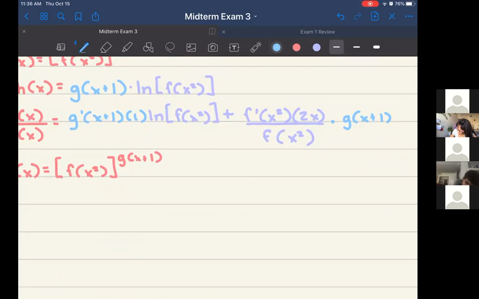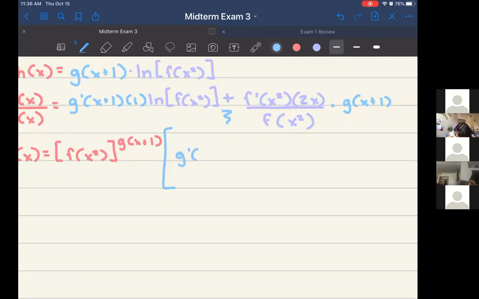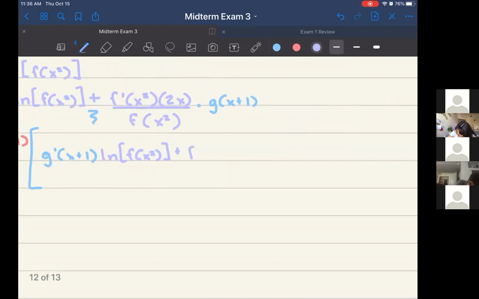times, and then this is addition, so we're going to have to put the parentheses just to make sure we don't miss any term. So we're going to have g prime of x plus 1 times ln of f of x squared plus, we'll put the 2x in front, 2x f prime of x squared over f of x squared times g of x plus 1.